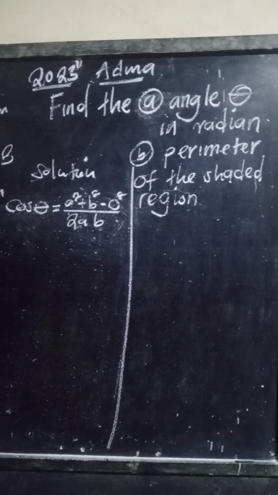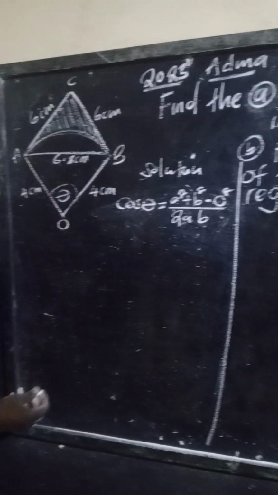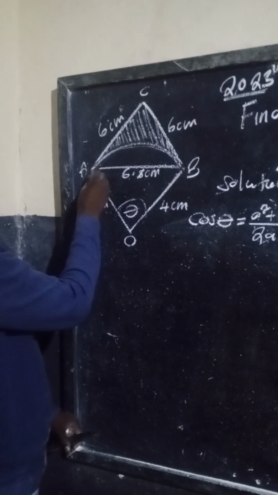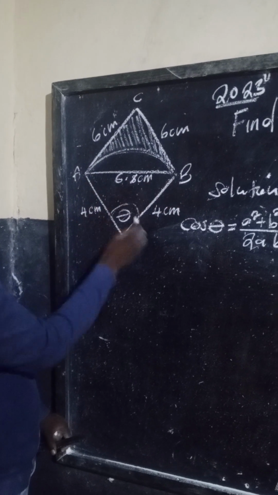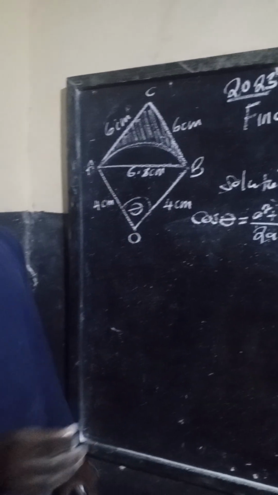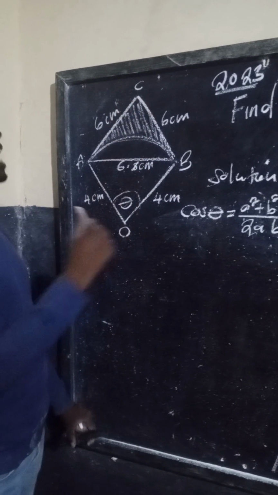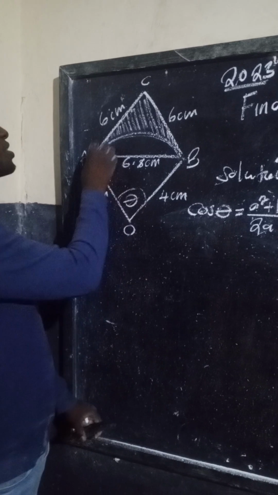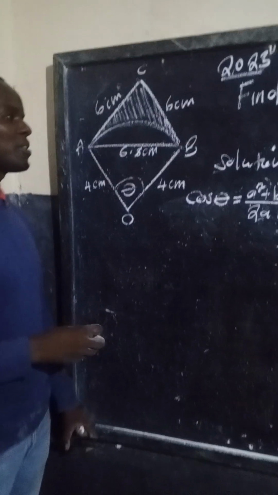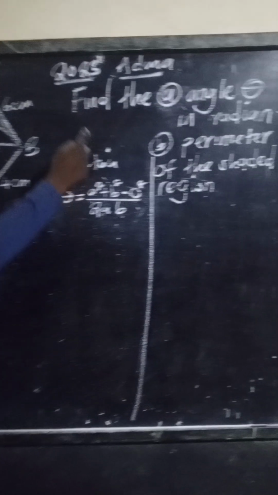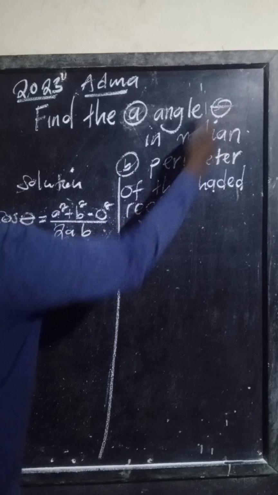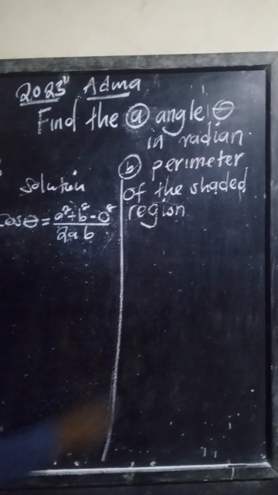As you can see, in the diagram you've been given, the distance here is 6 centimeters, there 6 centimeters, then here is a length of 6.8, there's 4 centimeters, there 4 centimeters. So in this case, you can conclude that there are two isosceles triangles, this is an isosceles, again this is an isosceles. Now, the first question, you're told to find the angle theta there. Now this angle has to be in radian.